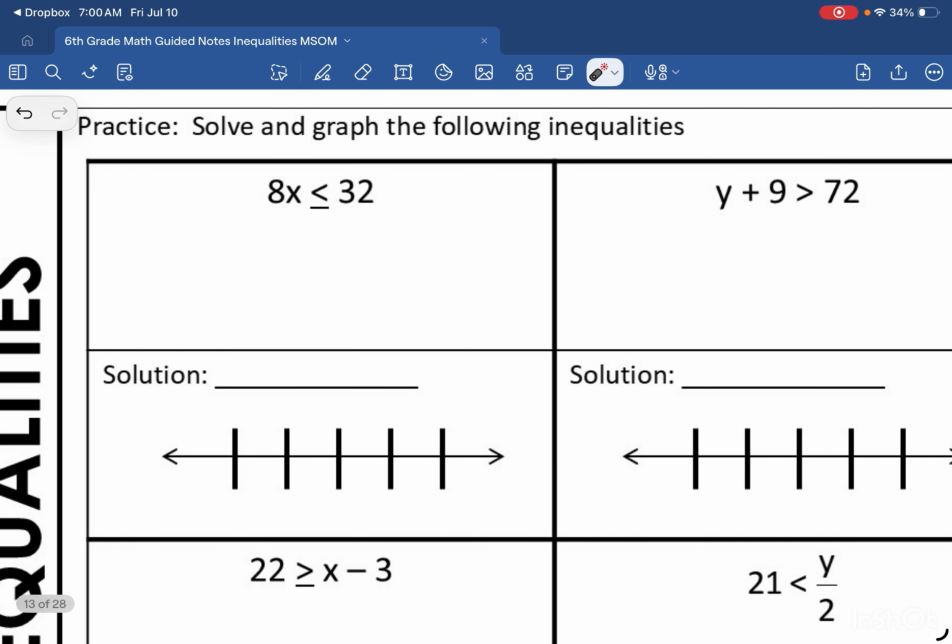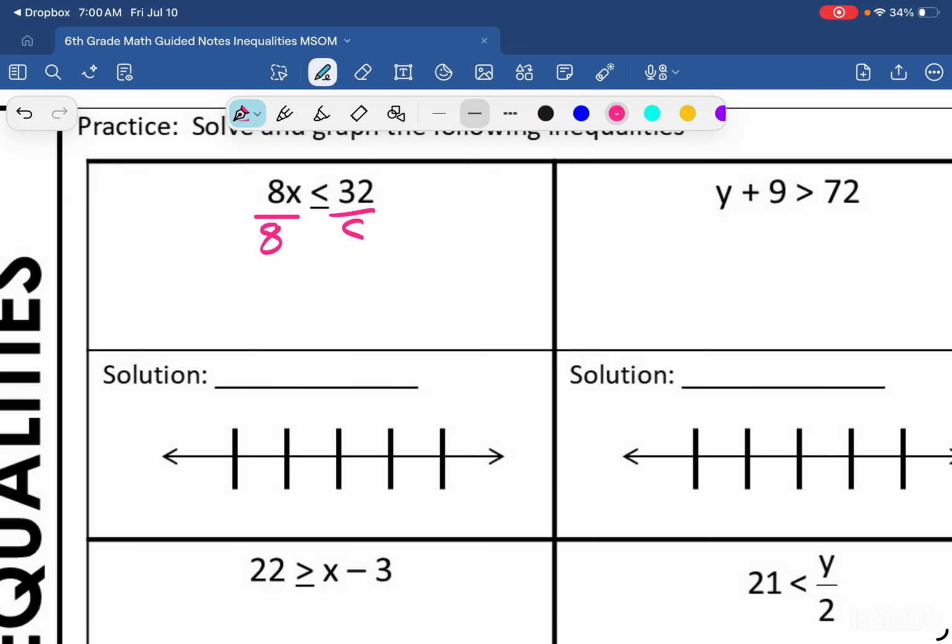8x is less than or equal to 32. I will divide both sides by 8 to get 1x. Those will cancel and give me 1x. So I have x is less than or equal to 32 divided by 8, which is 4. And I am done with my solution. X is less than or equal to 4.